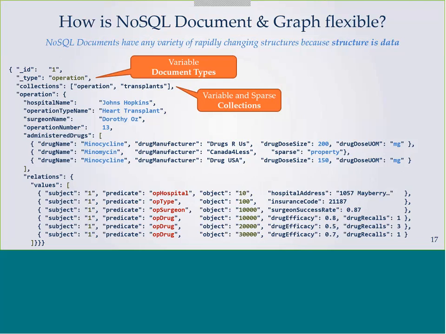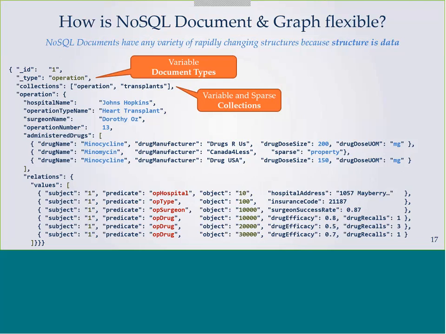Operation is an object, and inside of operation you have properties, key value properties. But notice when you get down to administer drugs, it's an array of objects. You can nest objects within objects. This is the same thing as a many-to-many join with an associated entity table. But notice how simple it is. It's one document. I have a sub-document inside, which is an array. That's a many-to-many relationship, and it's simple and easy.